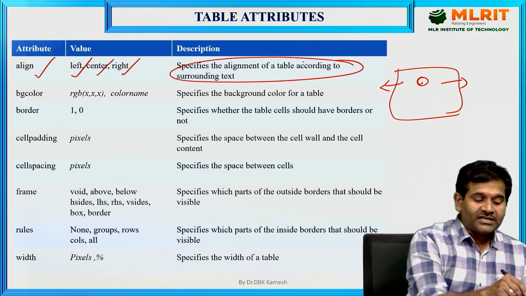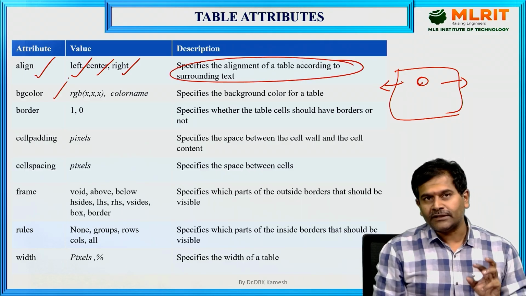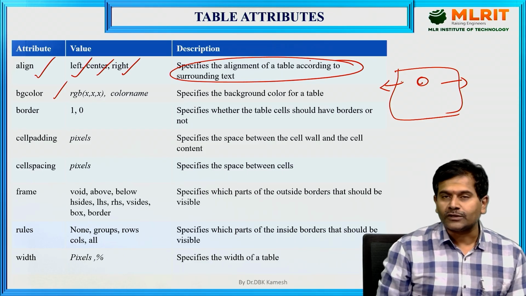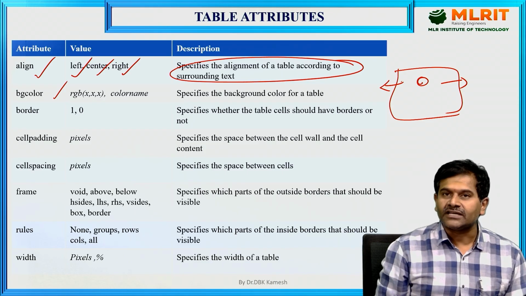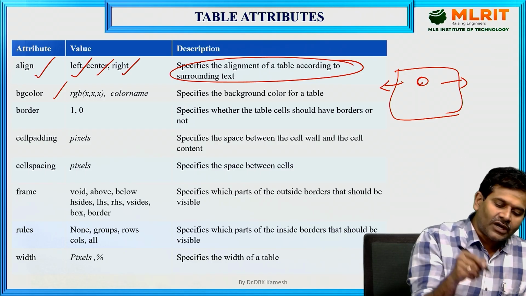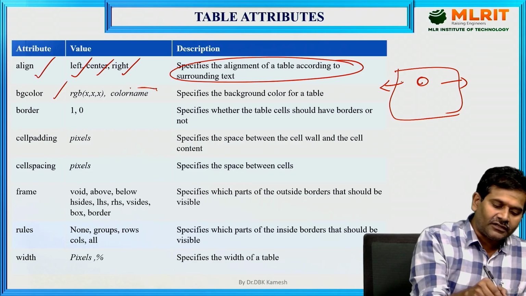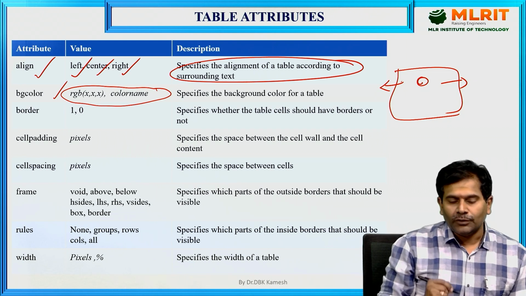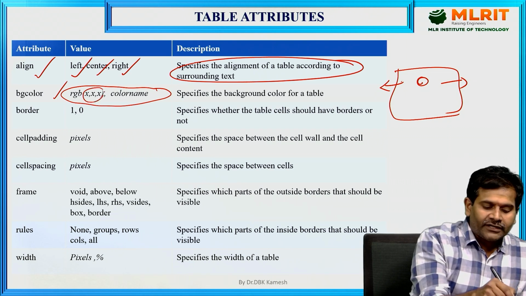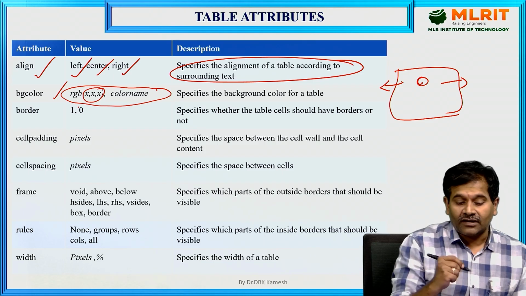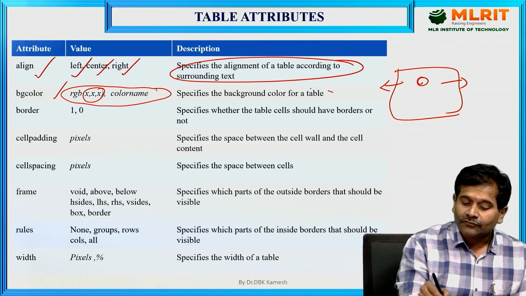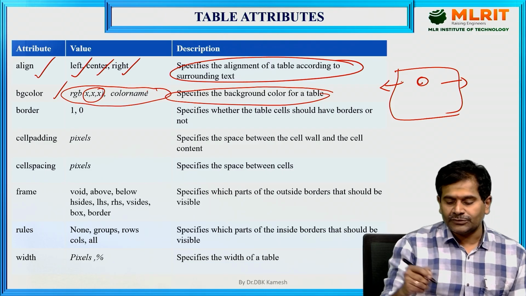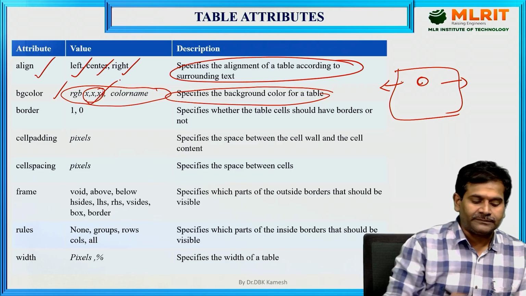Then bgcolor means you want to specify colors, whichever colors you require. For example, this is the blue color. The value is based on RGB: red, green, blue. You can write it as x comma x comma x. This specifies the background color for a particular table. The color name can also be used based on your RGB.